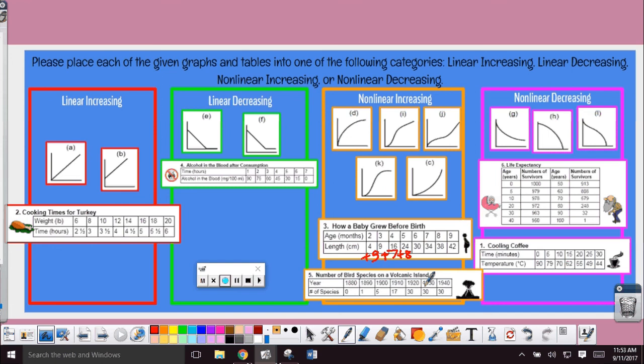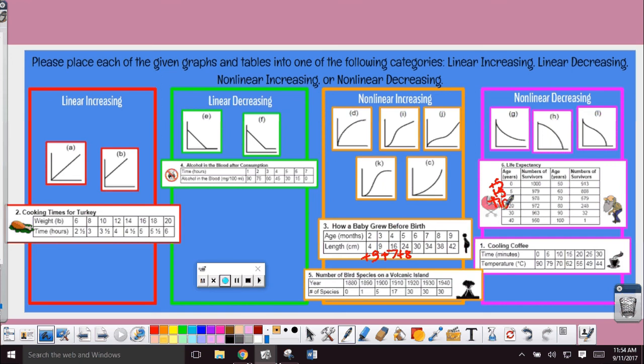Okay, so then let's look at the non-linear decreasing. Which table do you want to look at here? The life expectancy. Okay, so the ages are increasing by how many the first time? 5. Plus what? 1,000 years. So plus 5 the first time, then how much the second time? Plus 5. So far, is it looking linear? Yes, and then the second time? Plus 10. Oh, that's not the same.